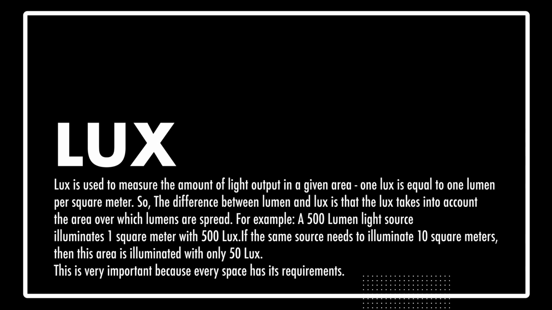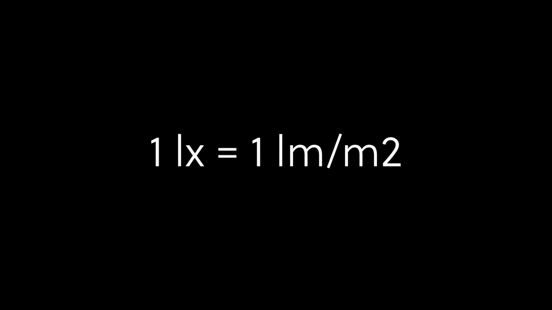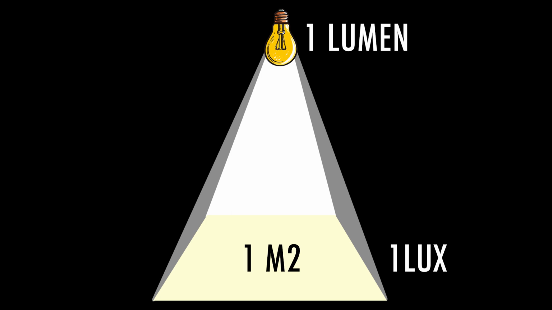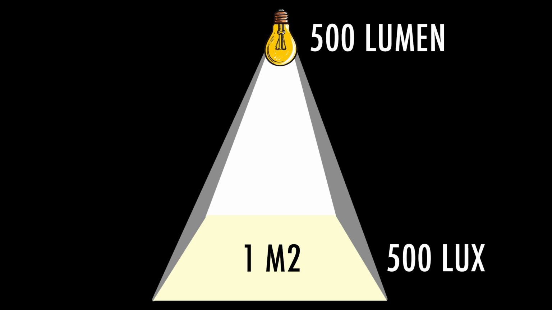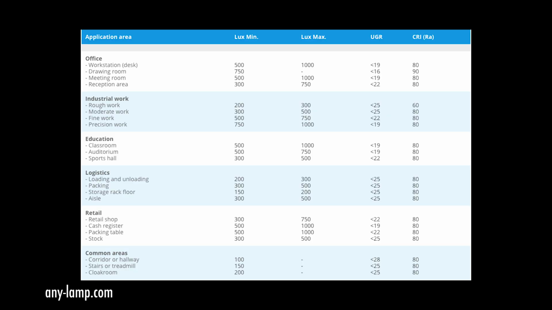Last but not least, we've got lux. Lux is used to measure the amount of light output in a given area. 1 lux is equal to 1 lumen per square meter. So the difference between lumen and lux is that lux takes into account the area over which lumens are spread. For example, a 500 lumen light source illuminates 1 square meter with 500 lux. If the same source needs to illuminate 10 square meters, then this area is illuminated with only 50 lux. This is very important because every space has its requirements.